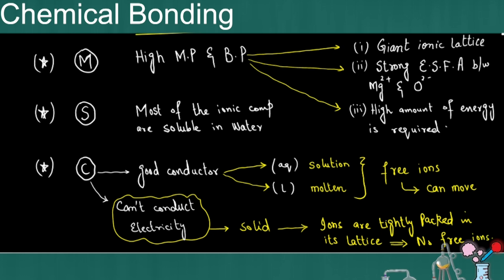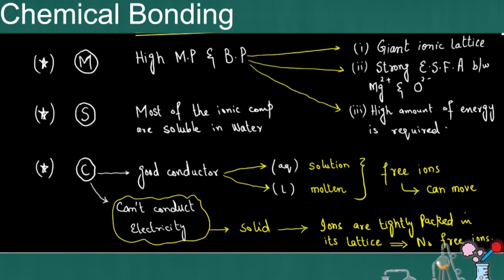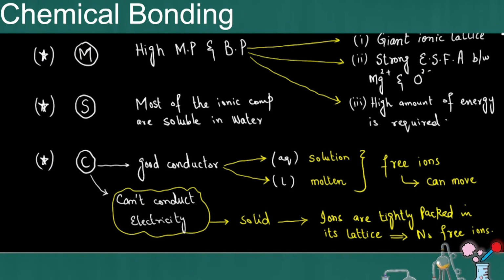So these are the past paper questions जो कि characteristic properties में से पूछे जा सकते हैं ionic compound की. So with this we completed ionic bonding. So let's have a look on some past paper questions.